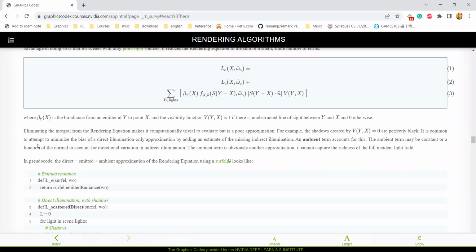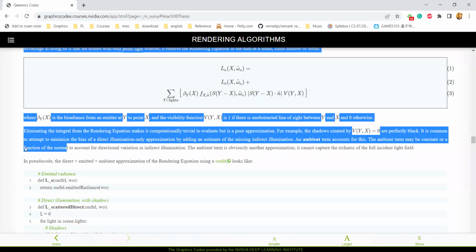It is common to attempt to minimize the bias of the direct illumination only approach by adding an estimation of the missing indirect illumination. So this ambient term may be a constant or a function of the normal.